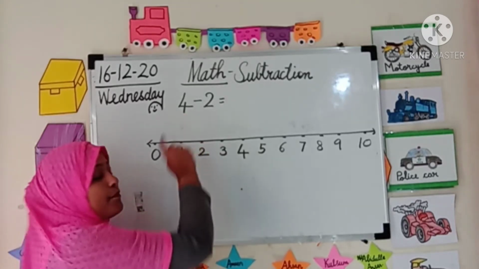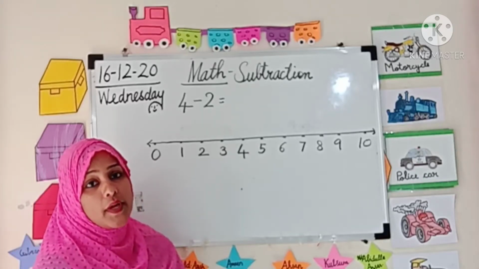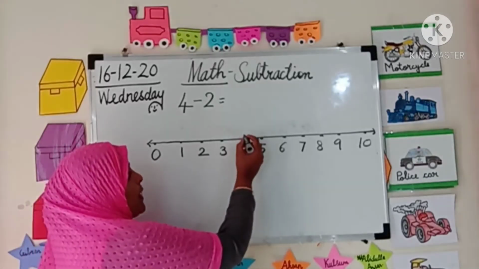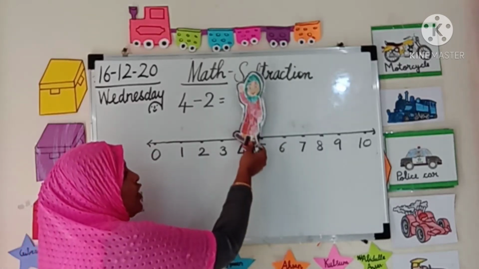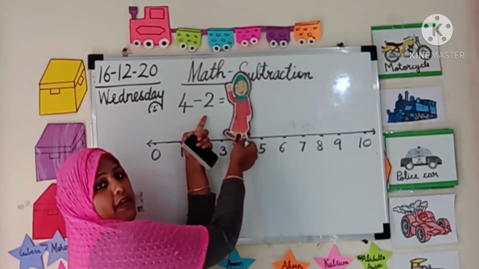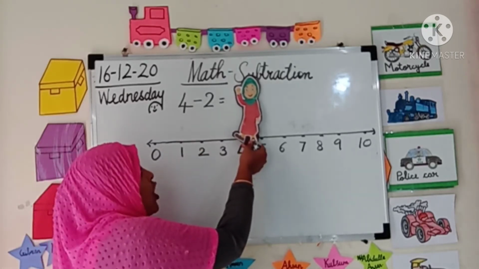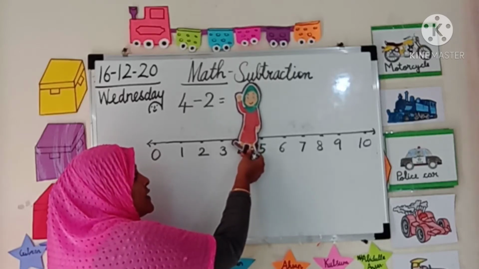Now, our first number is number 4. So what we are going to do is keep a pencil on number 4, and Sarah is going to stand on this number 4. And what is the next number over here? 2. So we are subtracting. We are taking away. So we move backwards.